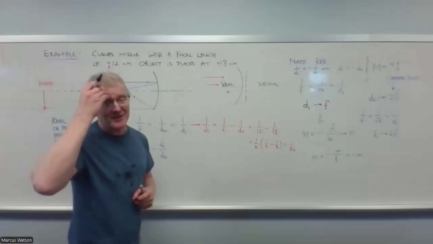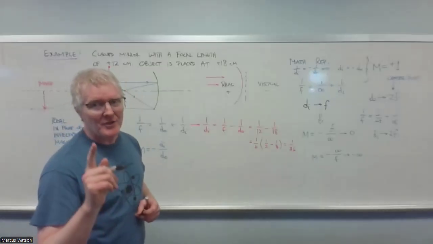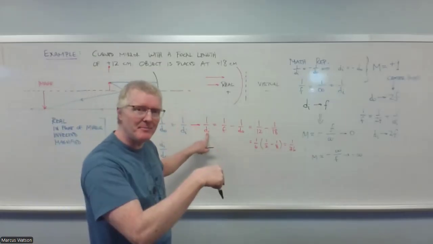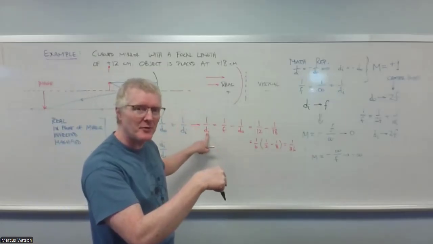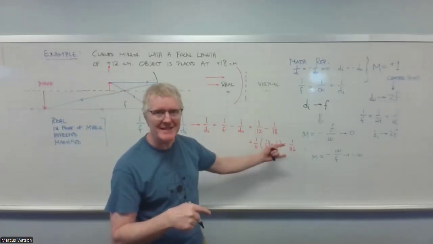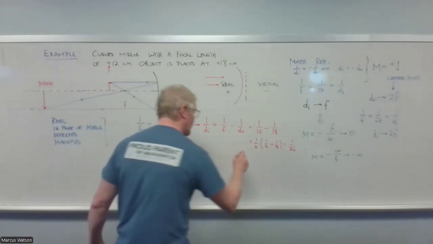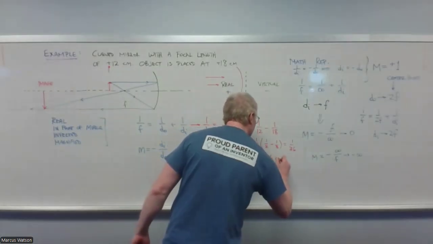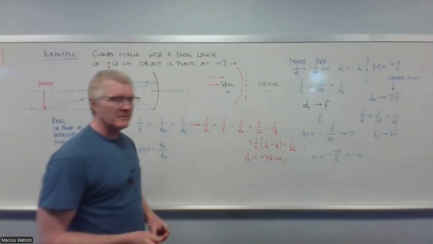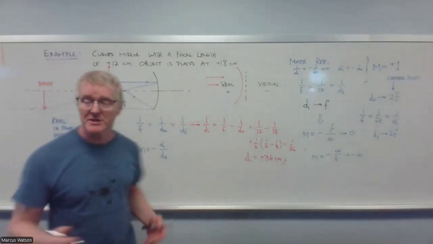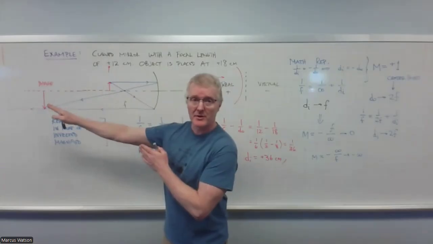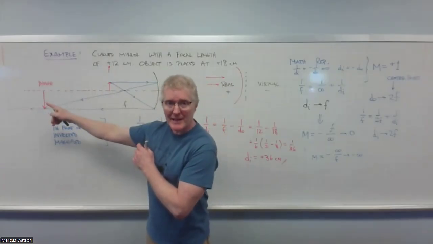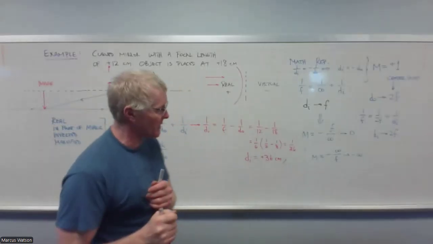Pro tip here, we're not done. Remember, this is 1 divided by the image distance. Therefore, the image distance is 36. I got to still flip that over, okay? The image distance is therefore positive 36 centimeters. Okay, positive, which tells us, yes, it's on that side of the mirror. It's far away, right? It's well outside the 2F point, which would have been 24.